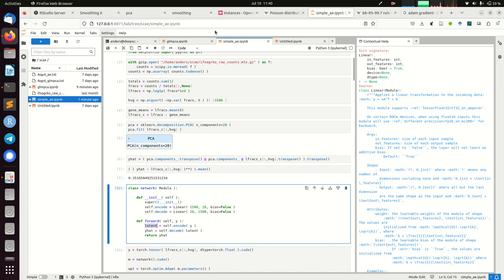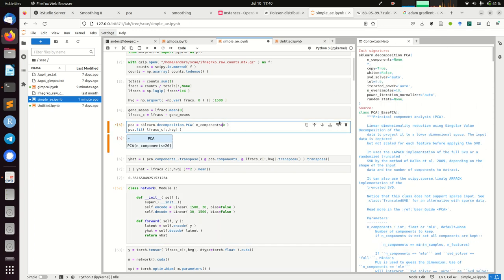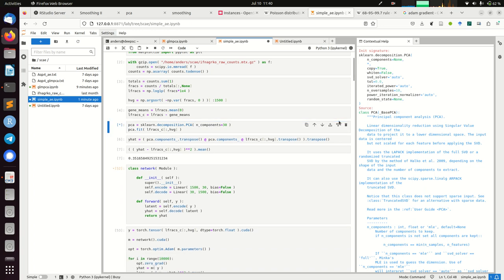I chose 20 because so far we did our PCA always calculating 20 PCA components, or 30 actually. This is just my latent space, and I'm trying around. Actually, we use 30 all the time, I think. So let's stick to 30. So now I'm replacing my PCA, and the PCA was always 30 components. So I do this here, and I want to reconstruct this.